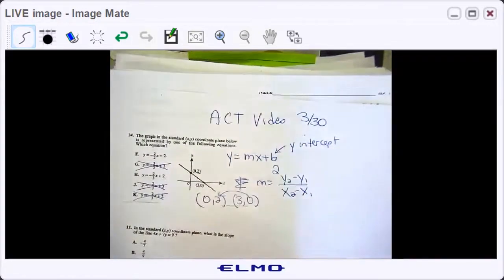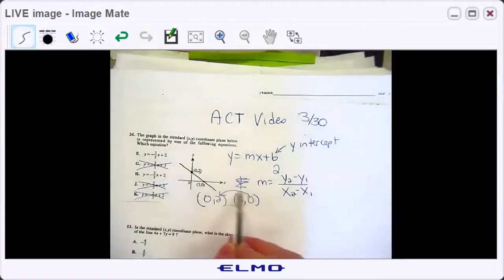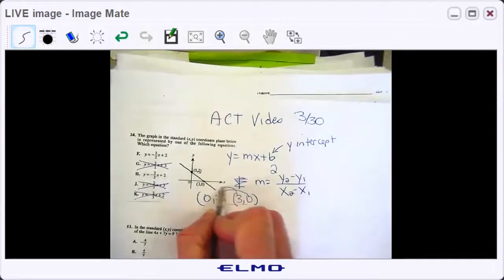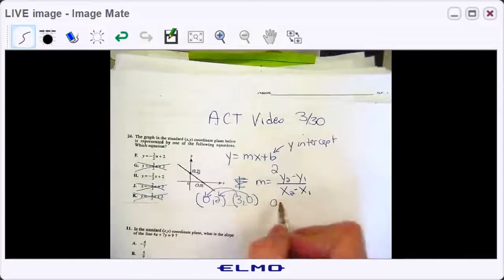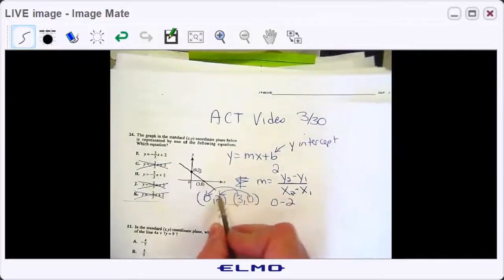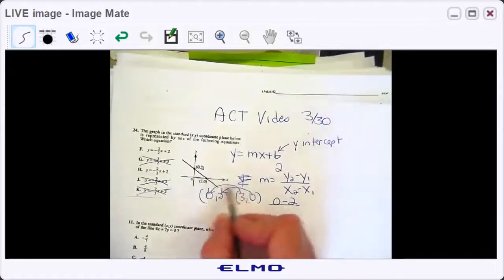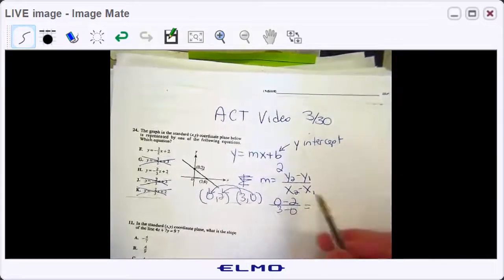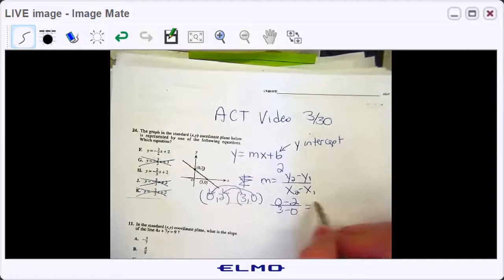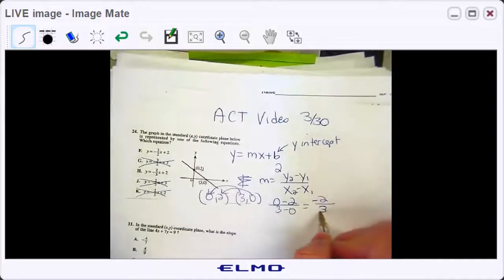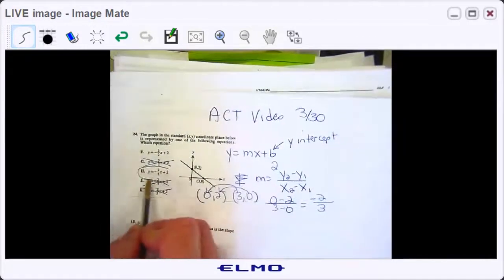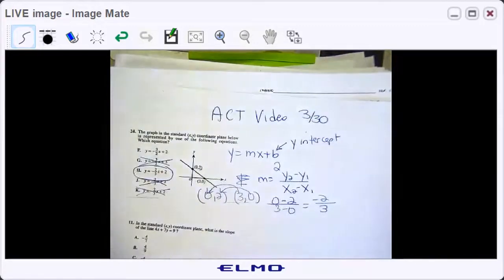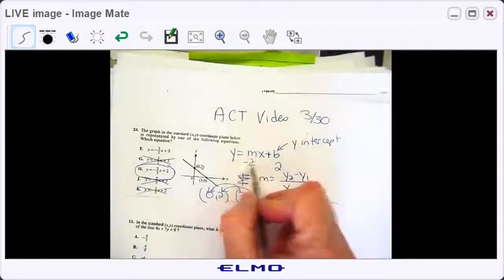It's kind of a good idea to draw little arrows to keep you going in the same direction. So I'm going to draw arrows, and the y's go first. So 0 minus 2 on the top of the fraction, 3 minus 0 on the bottom. Of course, that's rise over run if you want to think about it that way. And then that's negative 2 on the top, positive 3 on the bottom. So that verifies that H would be the right equation and 2/3 would be the slope.